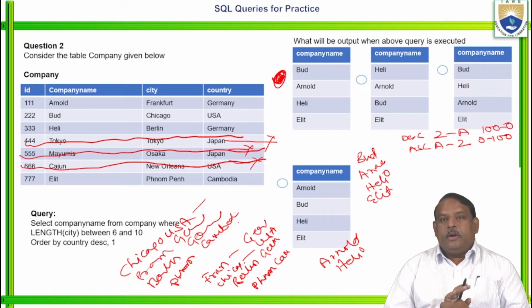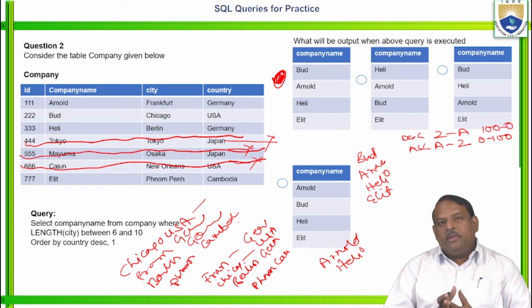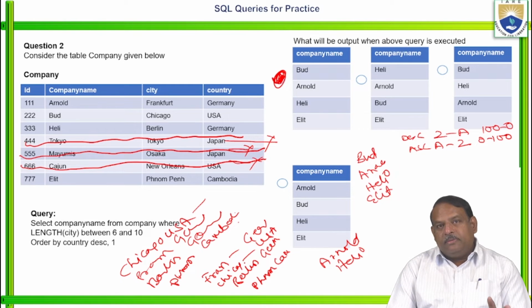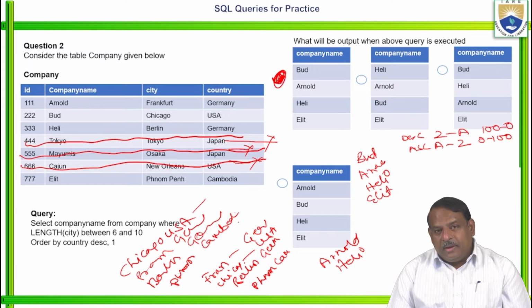Okay. Understood? So once again I repeat. Here a table is given, and the query first has a where clause. In that where clause, they are saying that the length of the city should be between 6 and 10. That means both 6 and 10 are also considered. Between means greater than or equal to 6 and less than or equal to 10. After getting the result set, you have to apply the double sort. First on the country name in descending order.